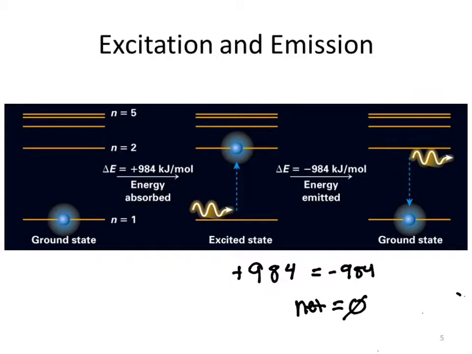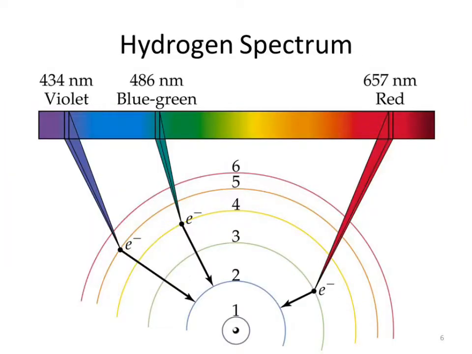And so all those different lines that we see from our line spectra are due to these transitions. So we know for hydrogen that the red line comes from dropping from energy level 3 back to energy level 2. We know that the blue-green line is energy level 4 down to energy level 2. And we know that the violet line is energy level 5 down to energy level 2.